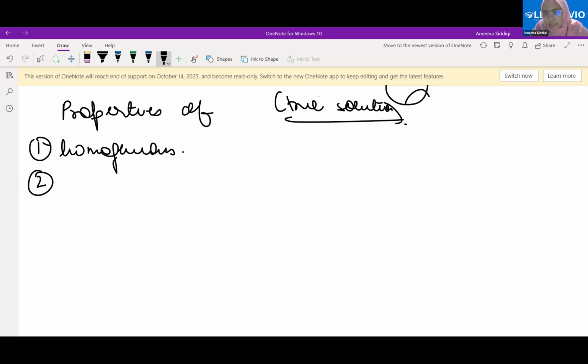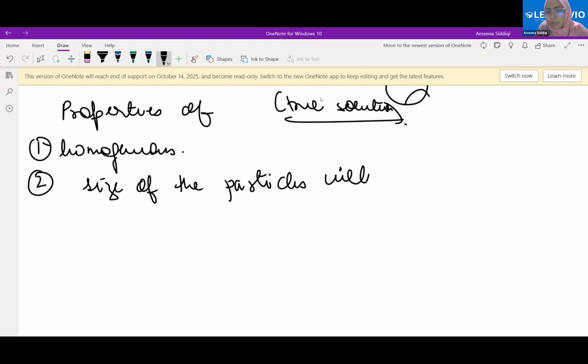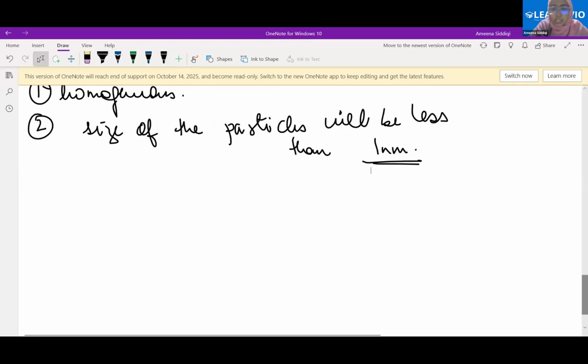Second, the size of the particles. What will be the size of the particles here? Mithun, that's the point here. Very important. The size of the particles will be less than 1 nanometer. Is it clear? If the size of the particles is greater than 1 nanometer, it cannot be categorized as solution. Is it understood? Yes, ma'am. Fine. And because of this property of the size, which is specific to the case of solutions, the further properties which we are going to study are because of the size.